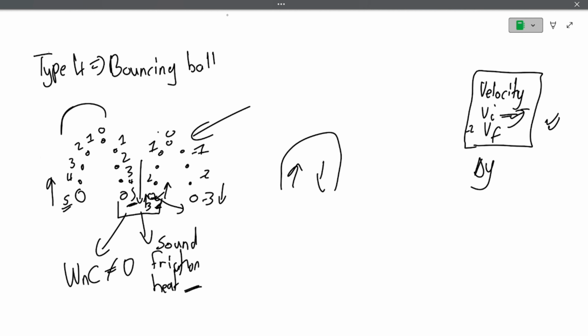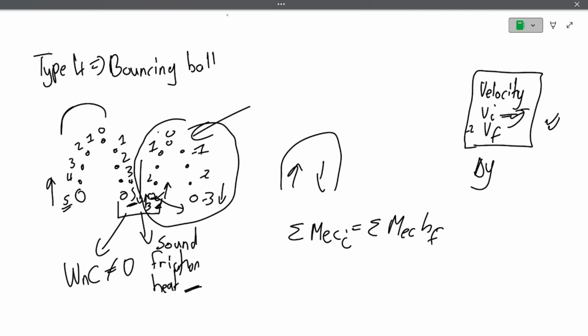But here we see that the sum of E_mec initial is going to be equal to E_mec final in this whole movement. That's why we say already that the velocity that it goes up with is going to be the velocity that it comes back with. So that's what you have to know.